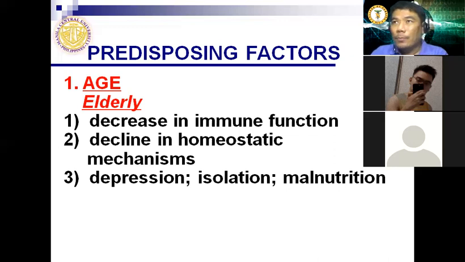Another is, the elders are high risk of bone disorders, because they cannot have a nutritional reserve of calcium, because of the delayed absorption. So that's why the elders are being advised to take calcium supplements or milk, because that's the source of calcium. Next, why are the elders high risk for depression, isolation, and even malnutrition?